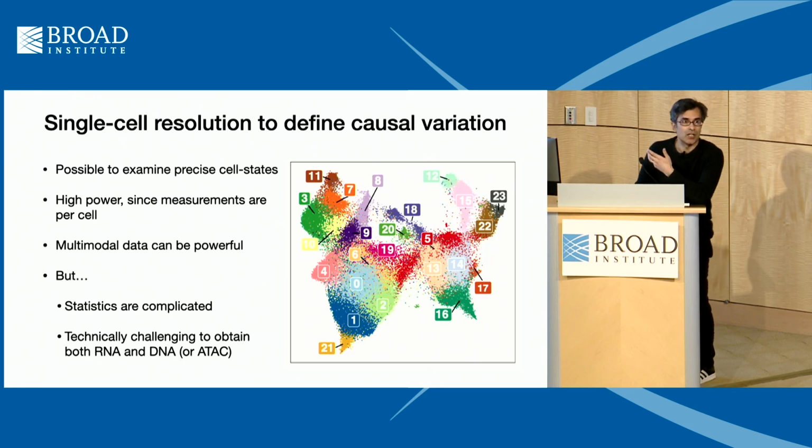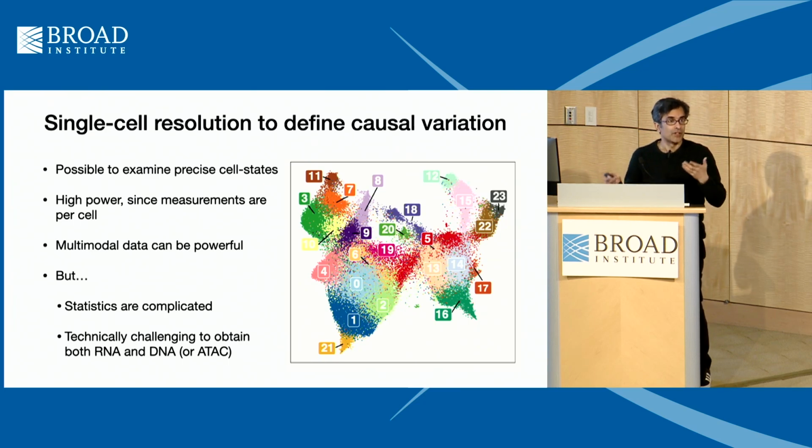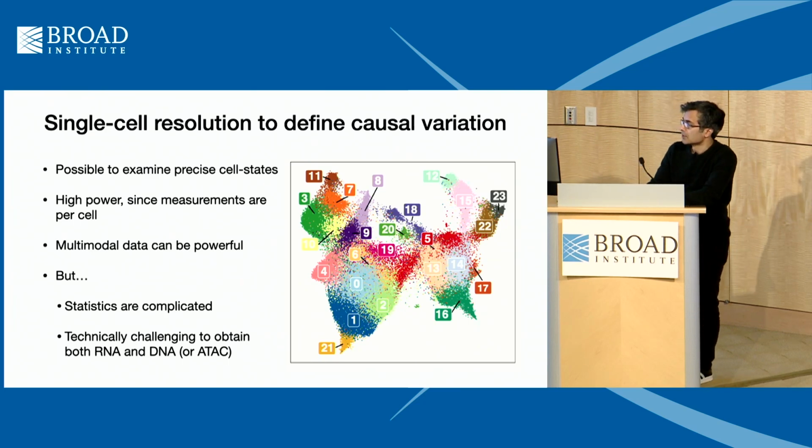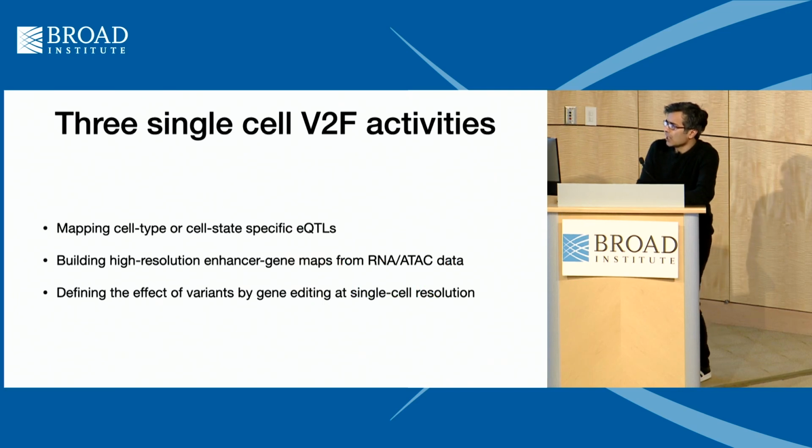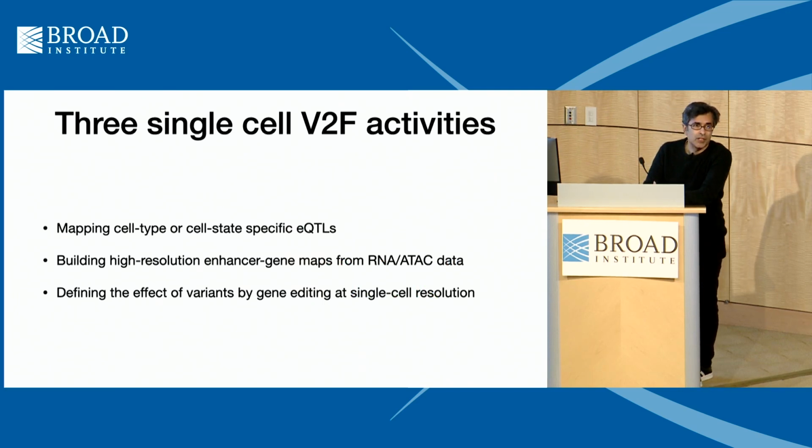What I'm going to be talking about a lot today is trying to look at DNA level data, such as targeted DNA sequencing and RNA together. So trying to obtain that data in an individual cell has been one of the things we've been trying to do. I'm going to allude to three V2F activities, and I'm going to spend most of the time today on the third one. First, I'm just going to allude to a little bit of work that we've done trying to map cell type or cell state specific eQTLs.